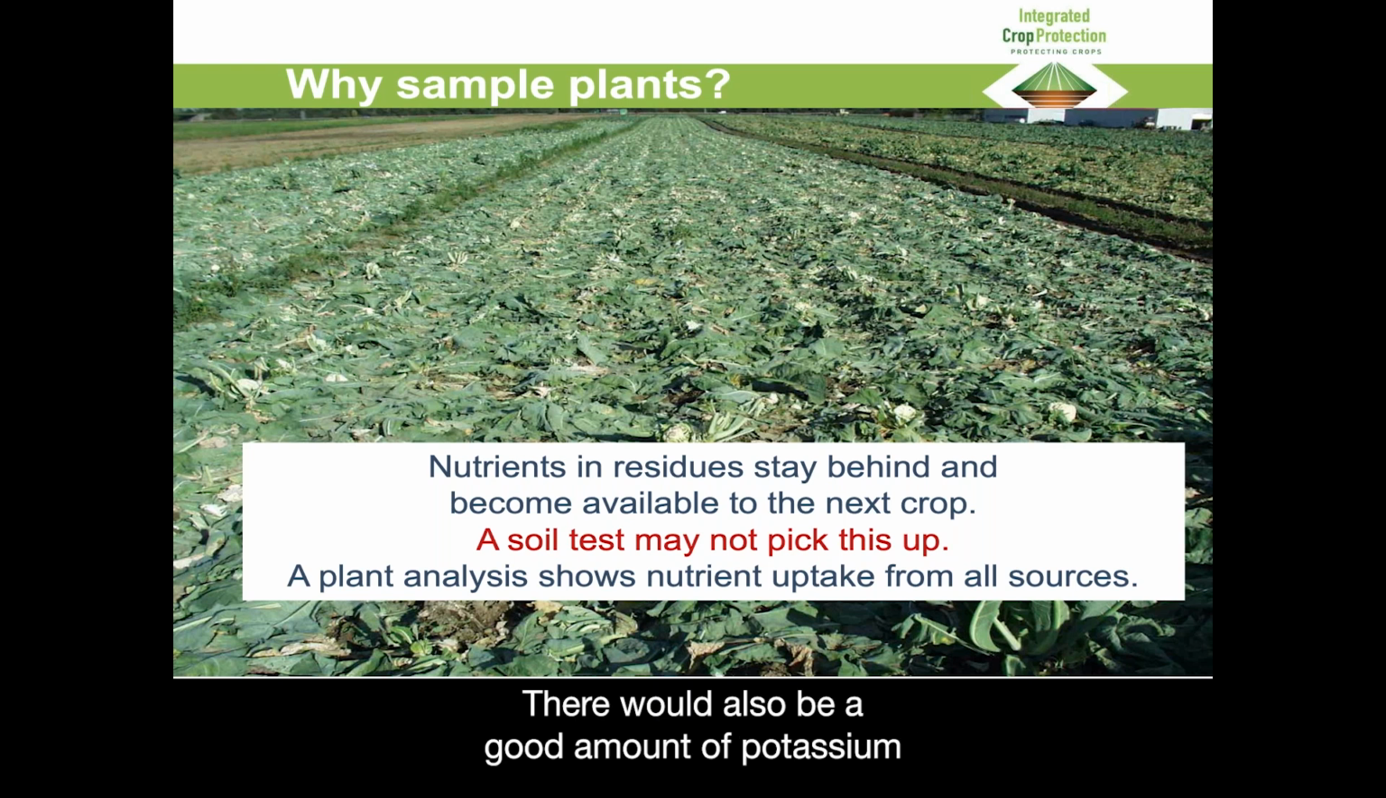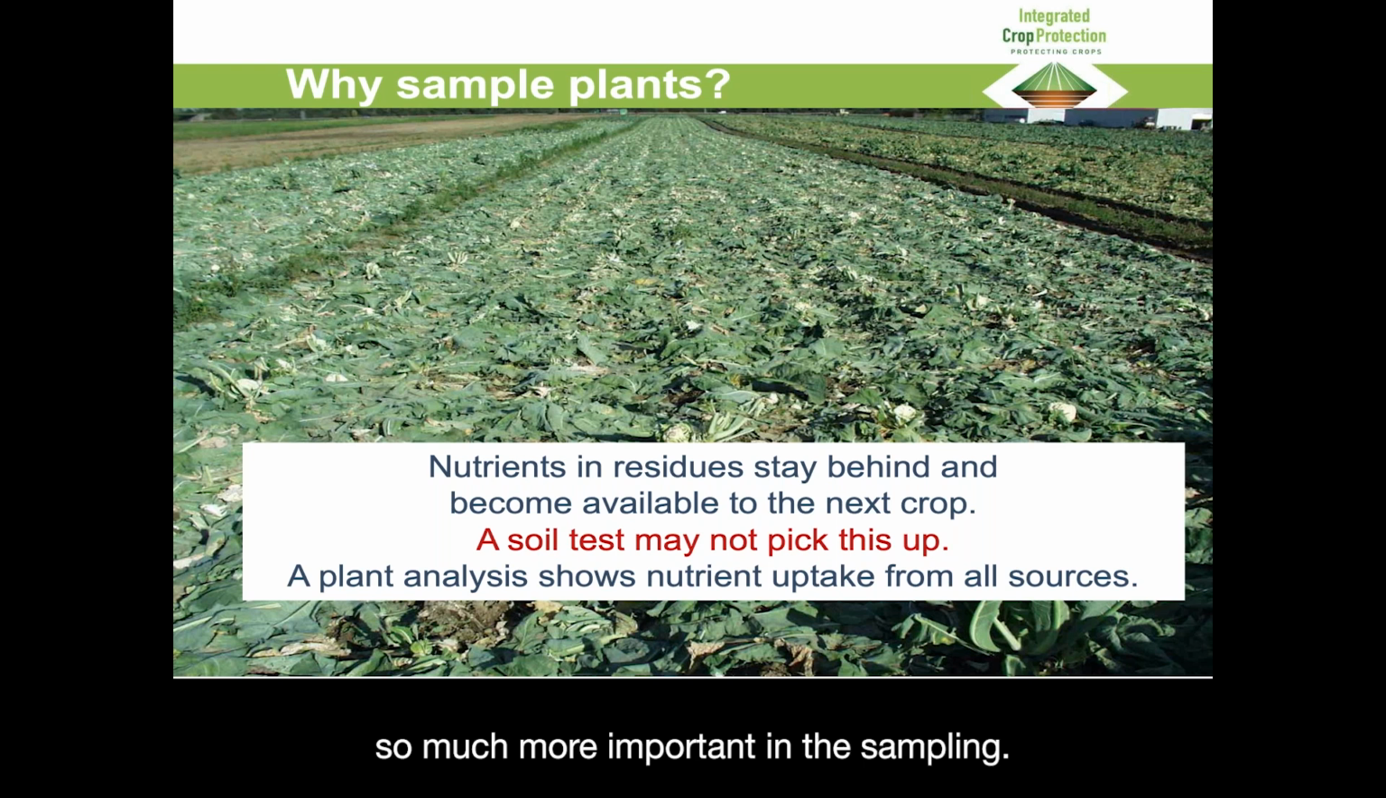There would also be a good amount of potassium and phosphorus and other nutrients, especially potassium. And the soil test will not necessarily show that, especially in vegetable systems where the next crop is put in as soon as you can. So it's really hard to actually nutrient budget based on a soil analysis for horticulture. That's why plant testing is so much more important.